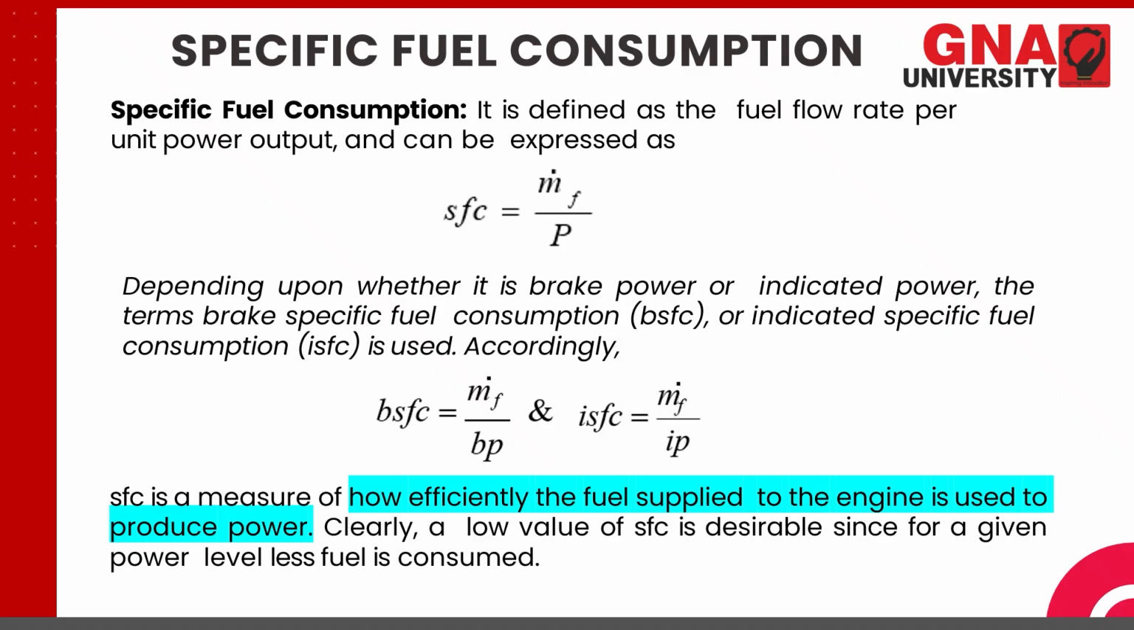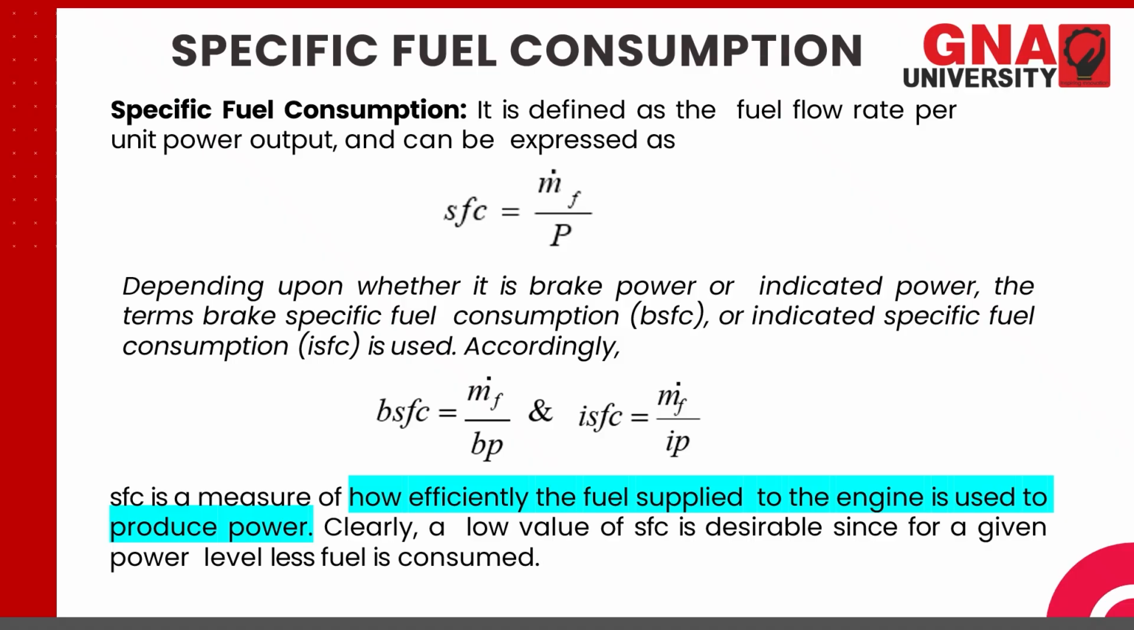So hence we define another parameter called specific fuel consumption. It tells us how much fuel flow rate is required for producing 1 unit of power output. So SFC is equal to mf dot divided by P. Depending upon whether it is brake power or indicated power, we have the terms BSFC, brake specific fuel consumption, and ISFC, that is indicated specific fuel consumption.